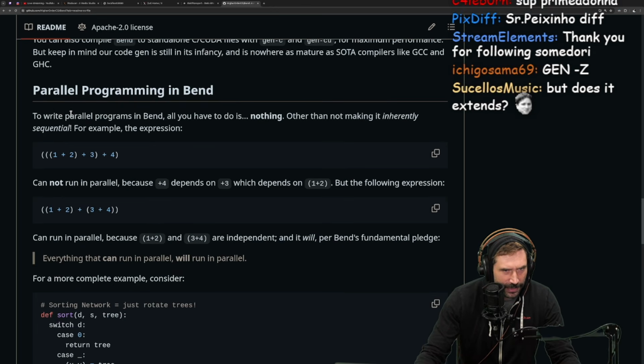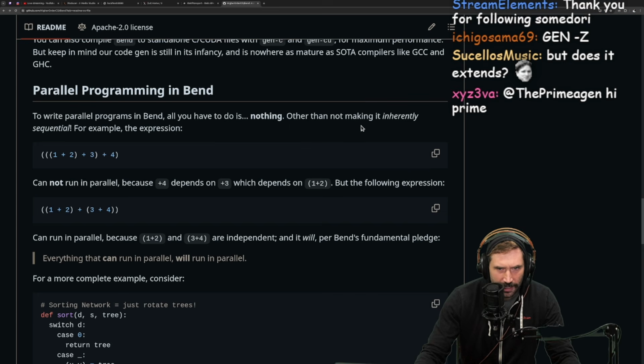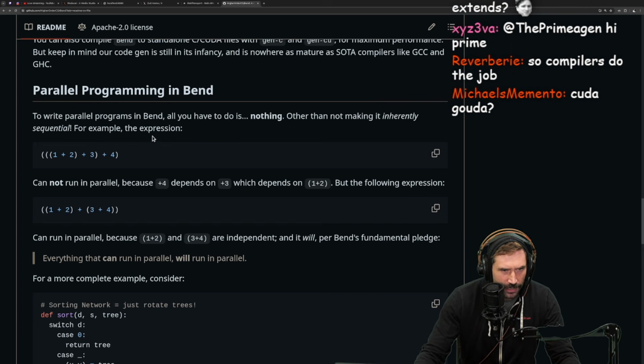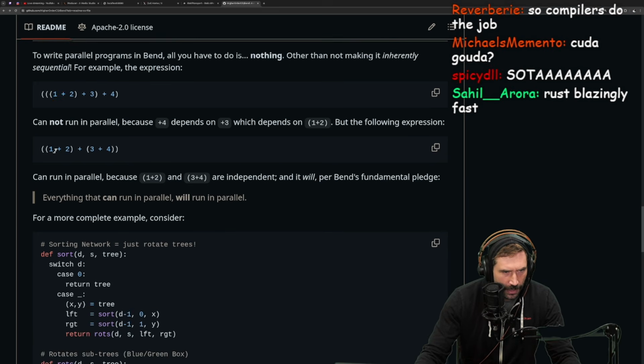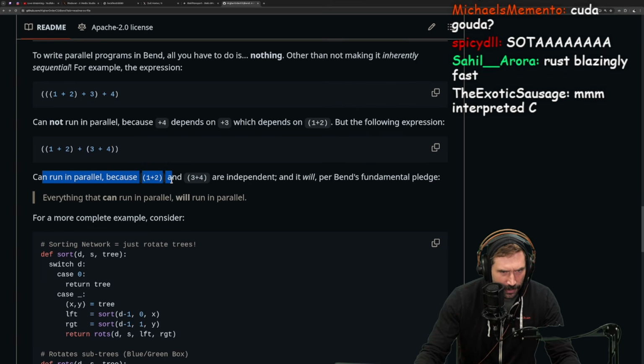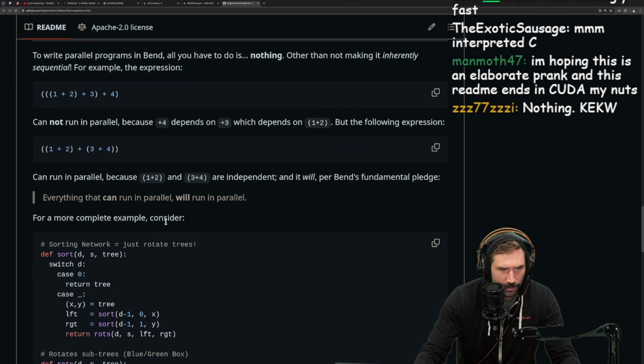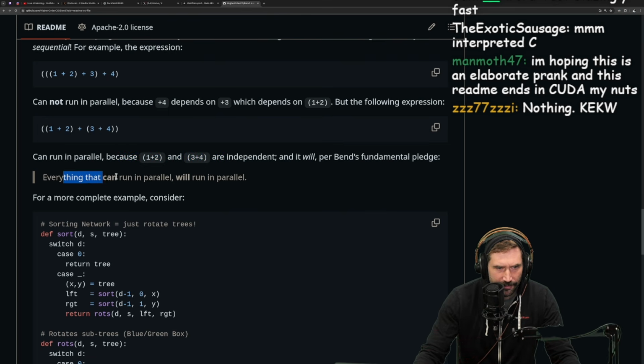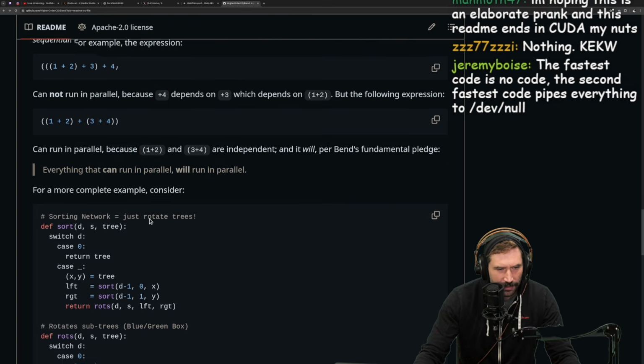Interesting. All right, let's read about this. Parallel programming in Bend. To write a parallel program in Bend, all you have to do is nothing other than making it inherently sequential. For example, this cannot run in parallel because 4 depends on 3, which depends on 2. Yes. This can run in parallel, and that can run in parallel, they are independent, and it will, per Bend's fundamental pledge. Everything that can run in parallel will run in parallel.